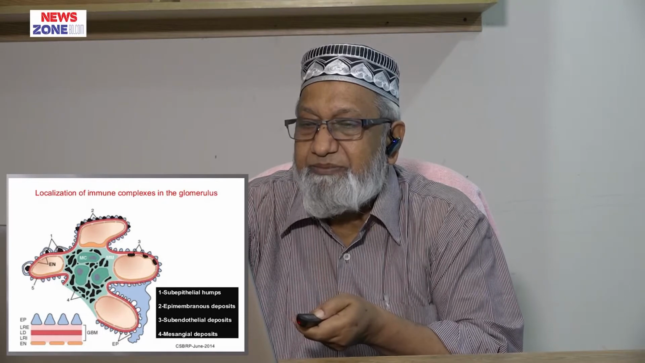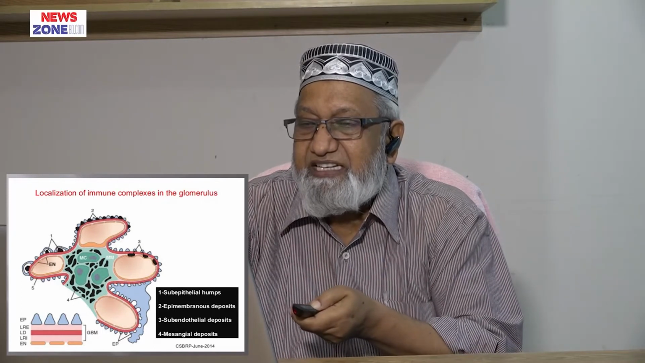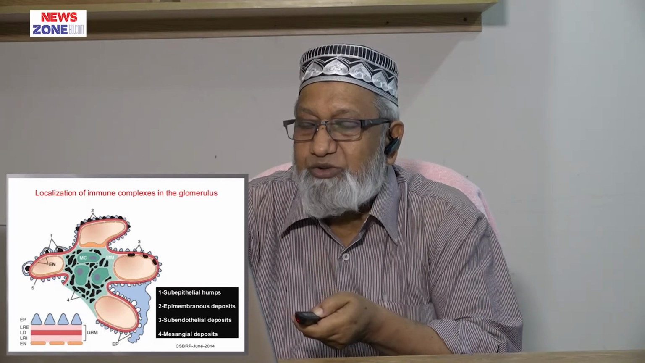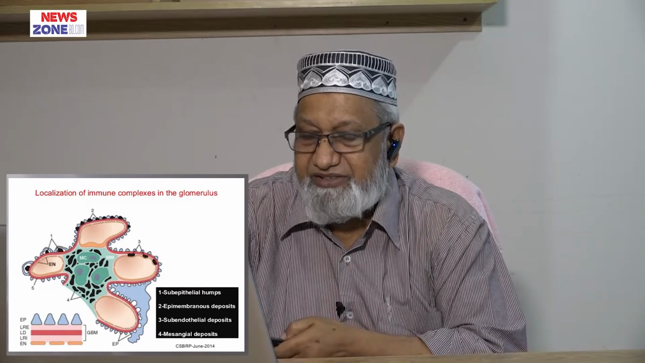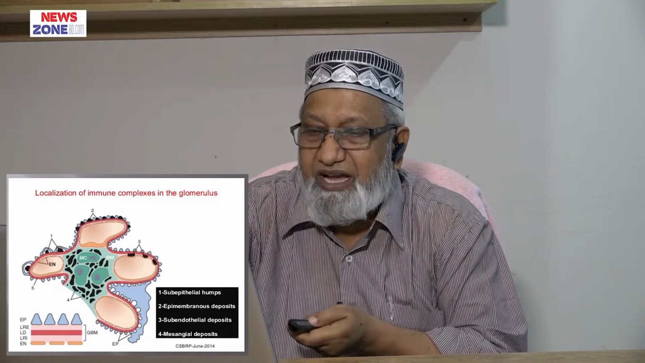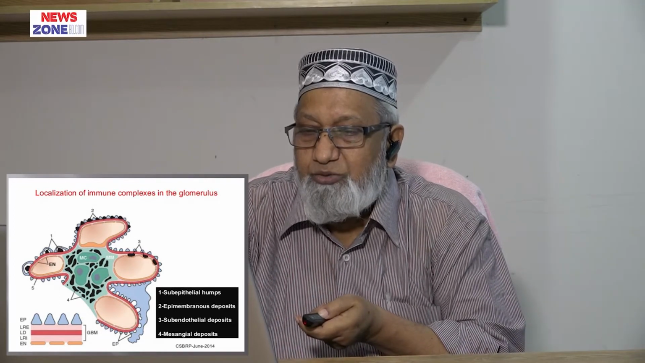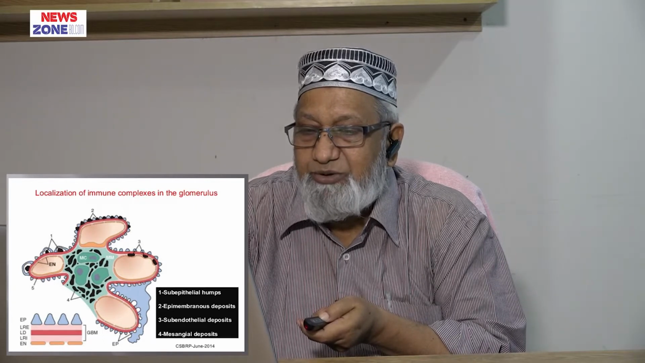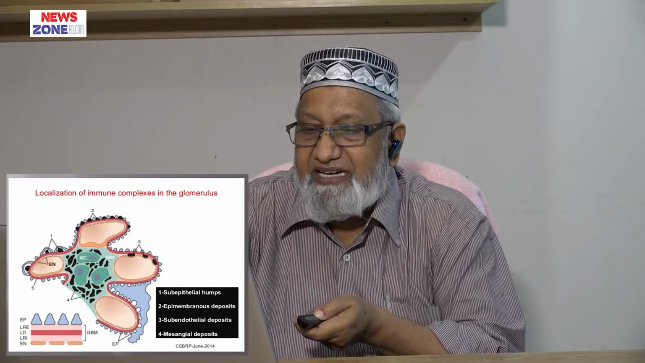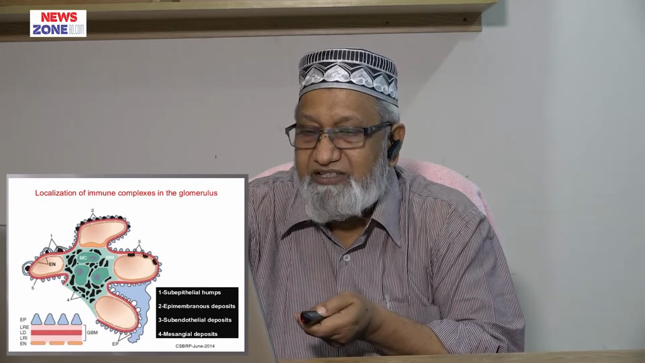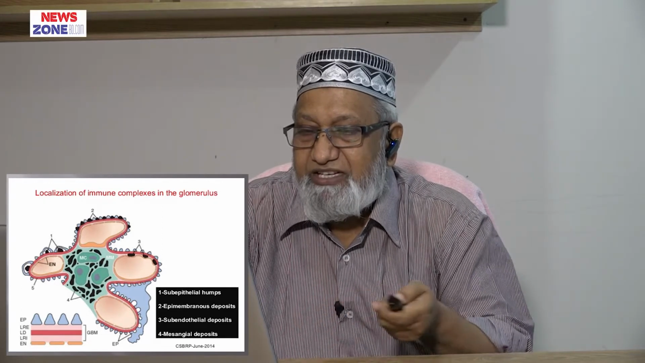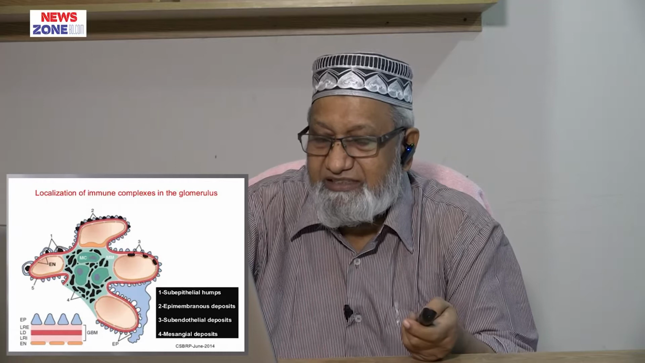In the mesangial area, there is proliferation of the mesangial cells, and also an increase in the mesangial matrix. Sometimes you may be asked, what are the glomerular membranes? The endothelial cells, glomerular basement membrane, and epithelial cells, that is podocytes. All these are the glomerular membranes through which proteins or other filtrate pass.